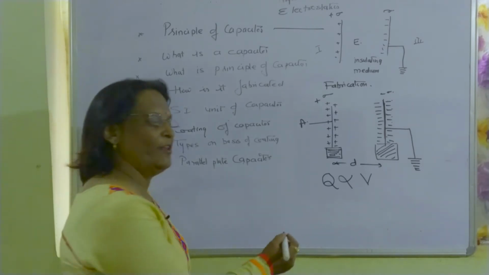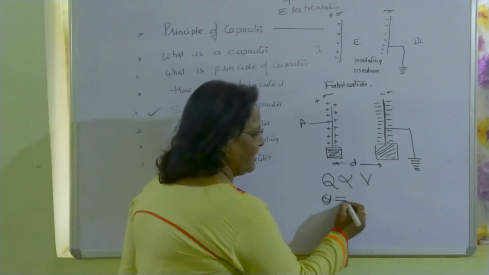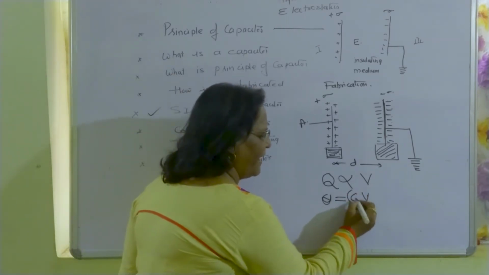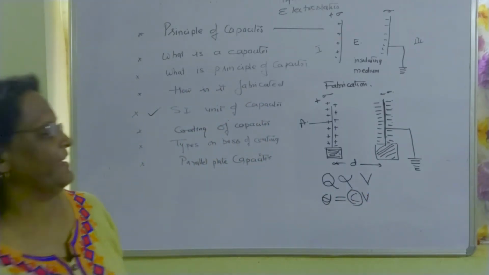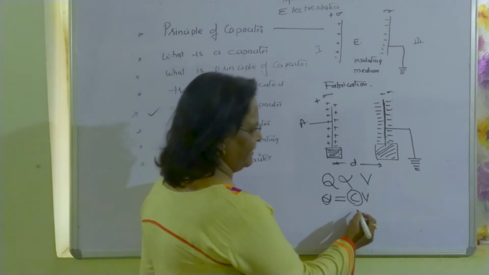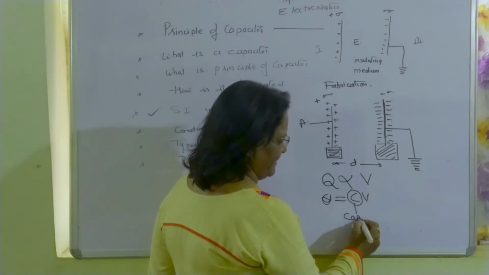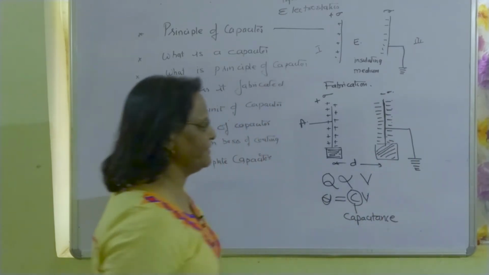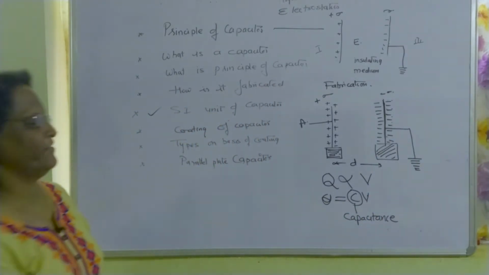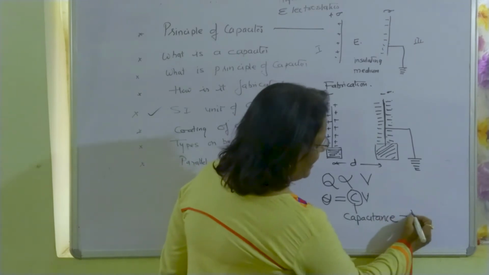So Q will be equal to CV. Now what does this C represent? This is a constant of proportionality, and this constant of proportionality is called capacitance. The SI unit of capacitance is the farad.